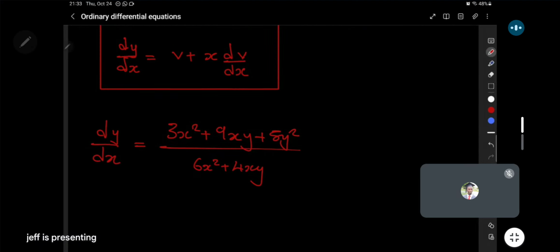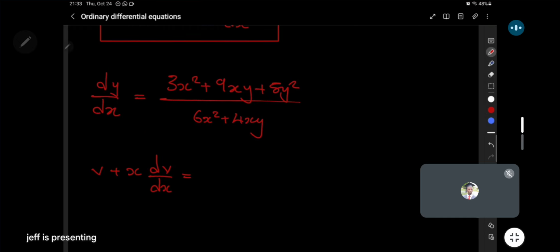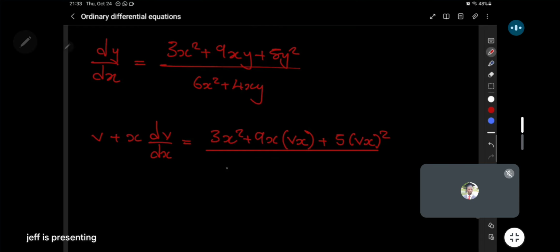So where there is dy/dx, we'll put v plus x dv/dx. On the right side, we have 3x squared, 9x, where there's y, we're putting vx, plus 5, we see y coming in, so vx, but this one has to be squared. In the denominator, we have 6x squared, 4x, again we have y, so we put vx there as well.